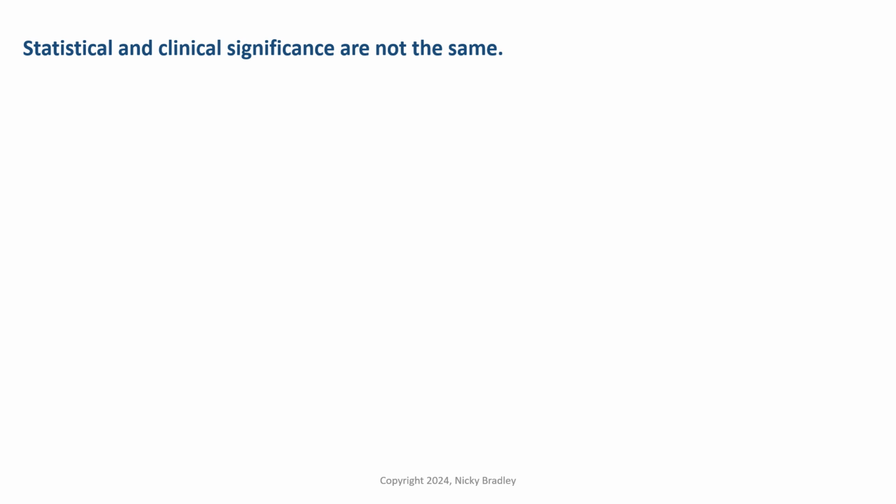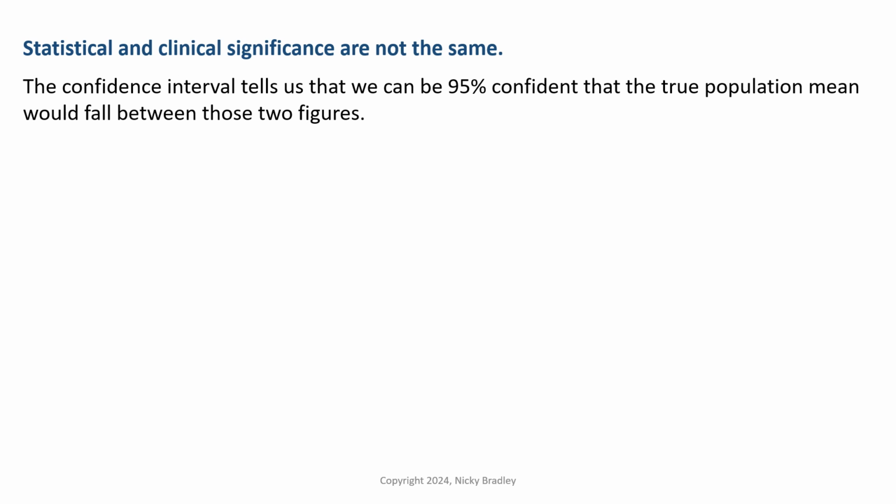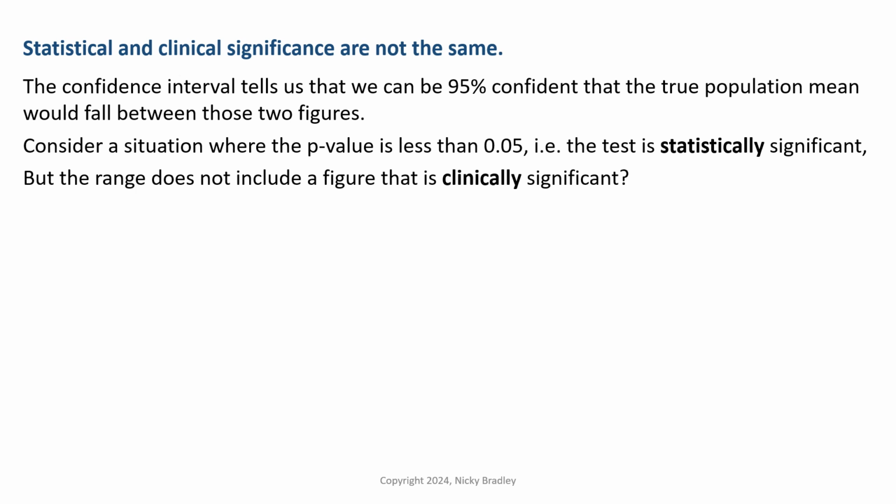So again, this brings us on to the difference between statistical and clinical significance, and they are most definitely not the same thing. So remember, the confidence interval tells us that we can be 95% confident that the true population mean, in other words, if we tested everyone in the population, it would fall between those two figures. And we learnt that a p-value that is less than 0.05 gives us a result that is statistically significant. But what if that range, that confidence interval, doesn't include a figure that is really clinically significant? Okay, so let's look at an example.